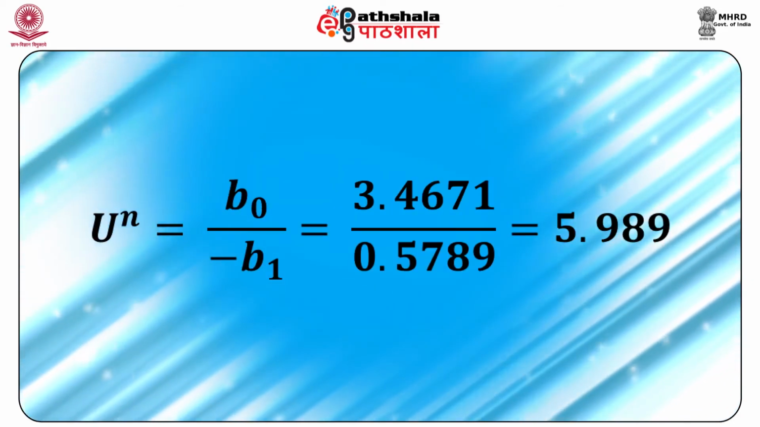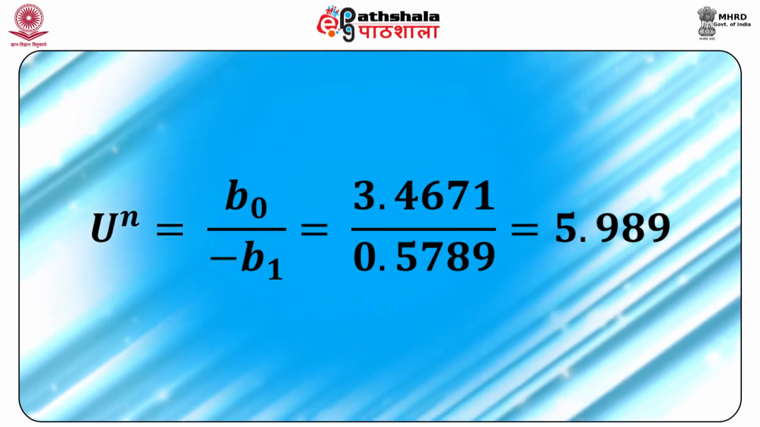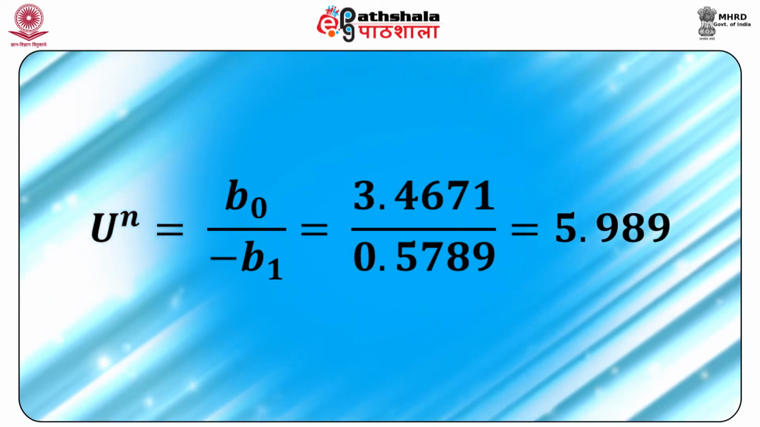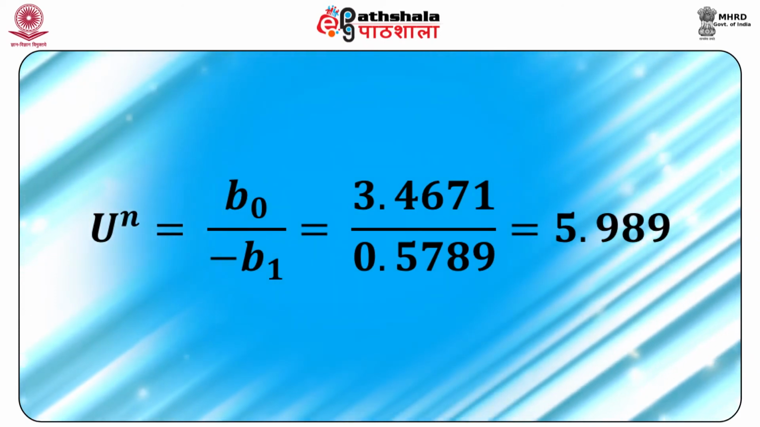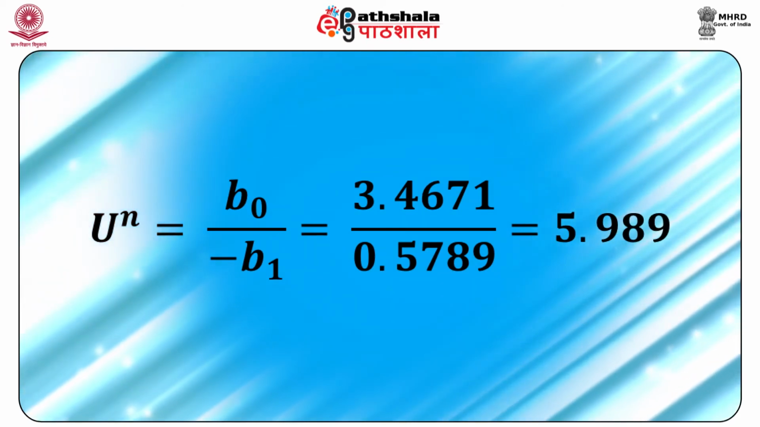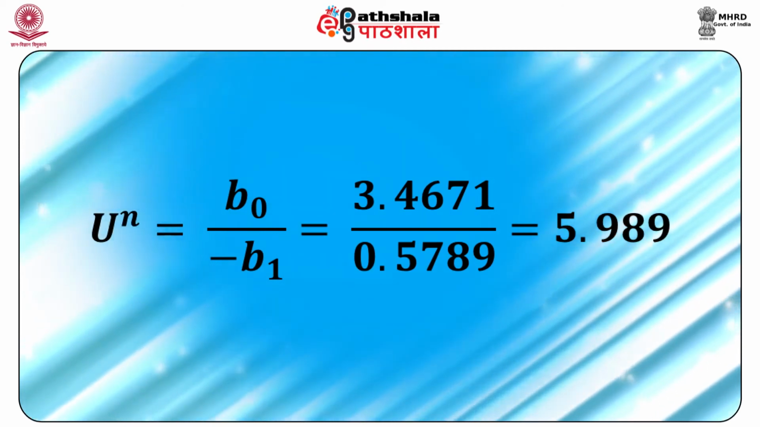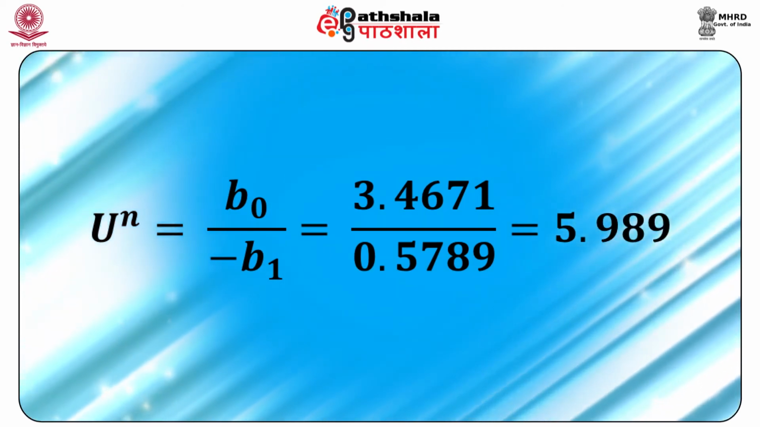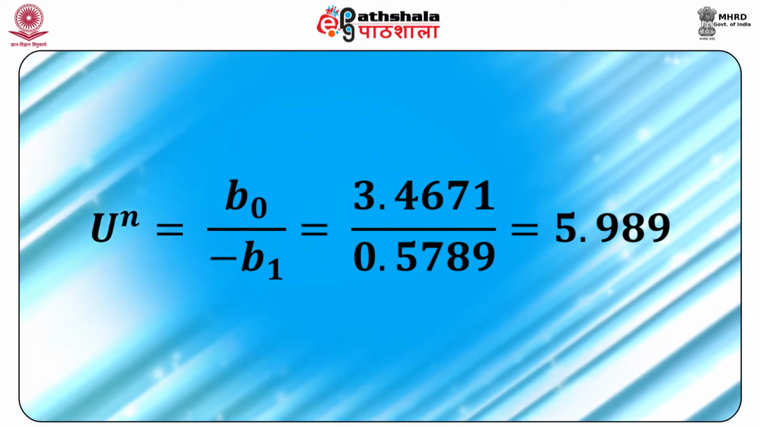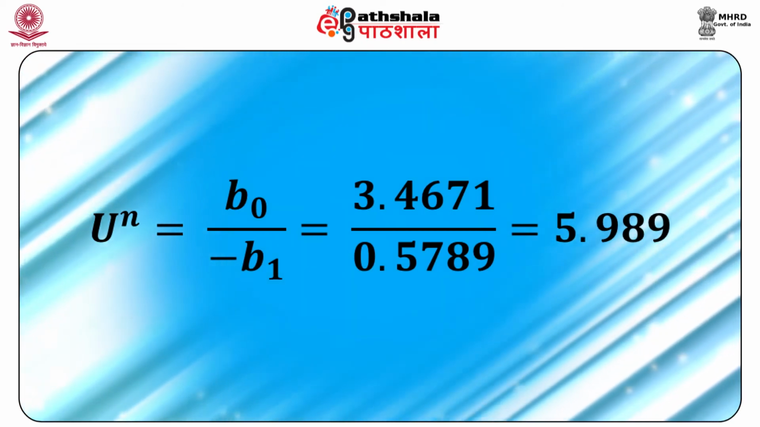Therefore, the natural rate of unemployment can be calculated from the linear model as given below. Now, this natural rate of unemployment, u raised to the power n or un, is equal to b0 upon minus b1, which is 3.4671 upon 0.5789, and is equal to 5.989. Thus, we can say that the natural rate of unemployment is approximately 5.989%.